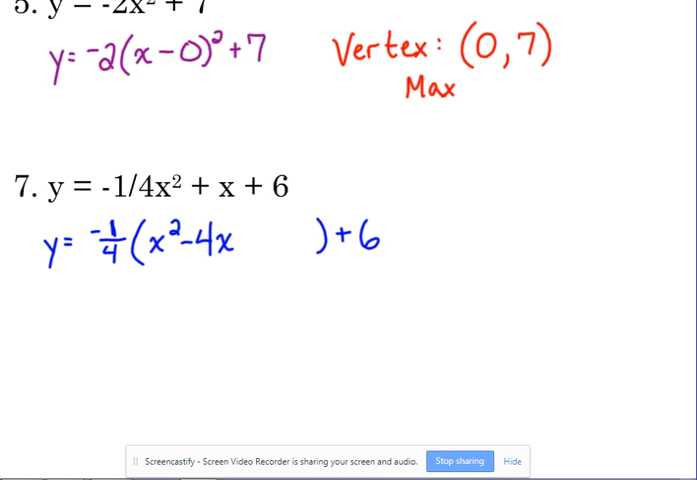Okay, let's complete the square. -4 divided by 2 is -2. -2 squared is +4. So we add 4 inside of our parentheses. We multiply it by our GCF. 4 times -1/4 is -1. And we subtract -1 from the end.